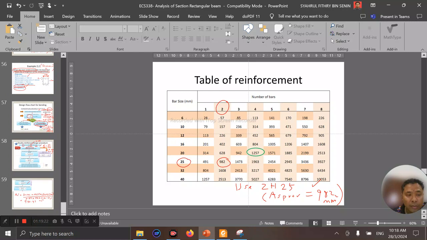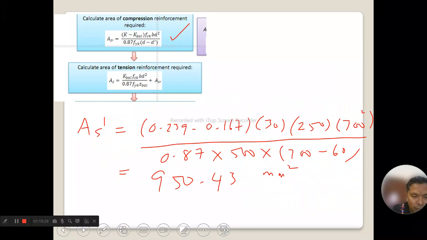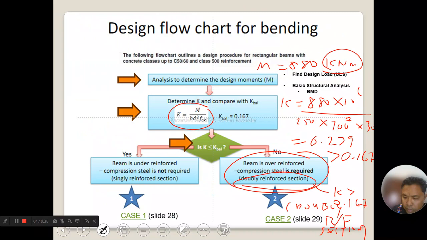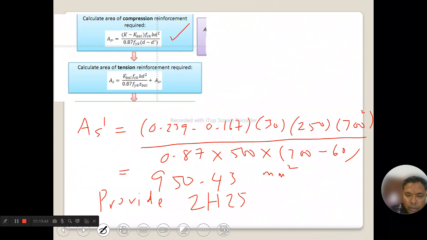Okay. So I can provide 2 ni wajib. Paling minimum 2. 2H20 ke 25, tak ingat lah. 25. AS prime provided dia sebenarnya 982 bukannya 950. Okay, do the same thing. So ini dah settle eh?